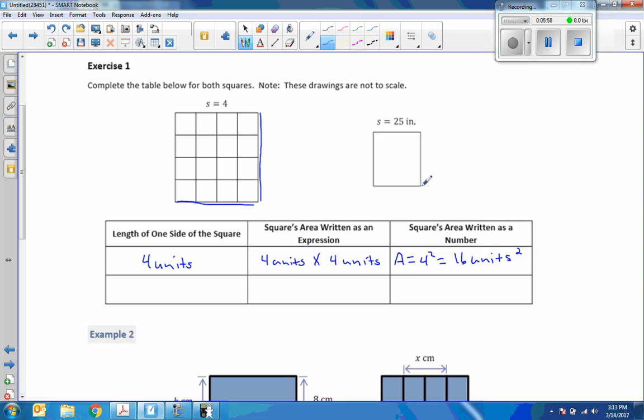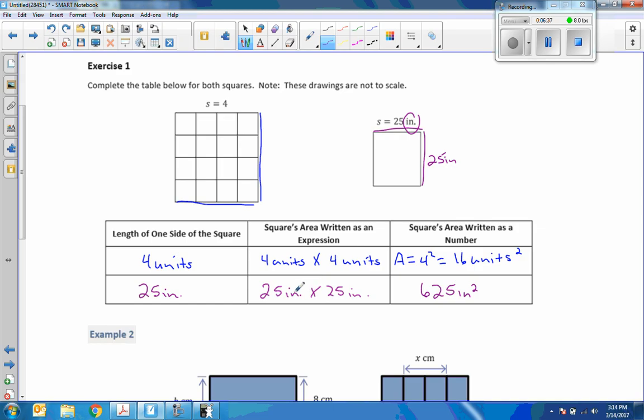Well, this side's 25 inches, so if that's 25 and this is 25 as well, they're equal. It's a square. So the length of one side of the square is 25 inches. We now know that it's inches because it tells us that right here. Okay. The square's area written as an expression, let's say 25 inches times 25 inches. And when I do that, I get 625 inches squared. And that's where the inches squared comes in, by the way.